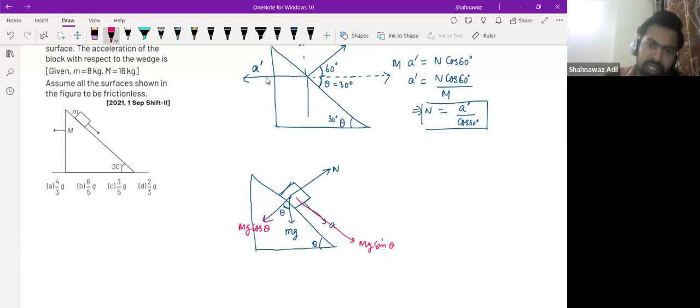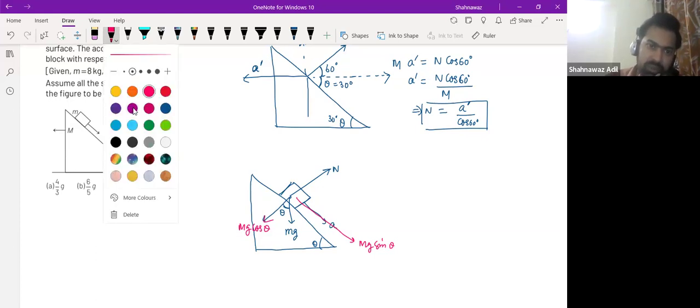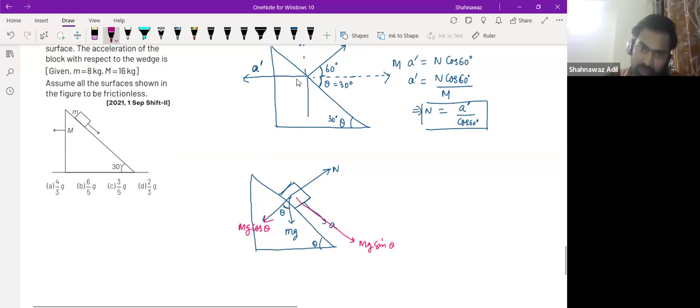Now, because the acceleration is in this way, we have to consider the pseudo force. What would be the direction of the pseudo force? Yes. What would be the direction of the pseudo force? So we have to take it in the opposite direction. So this is the mass m, so m a prime. This is f pseudo. Right, and with this, we know this a prime.